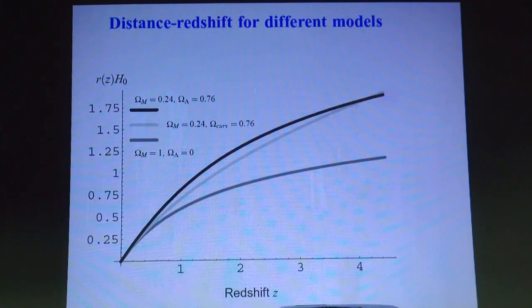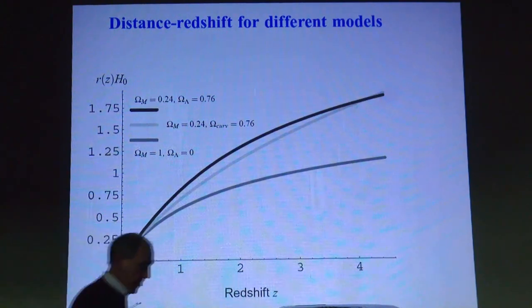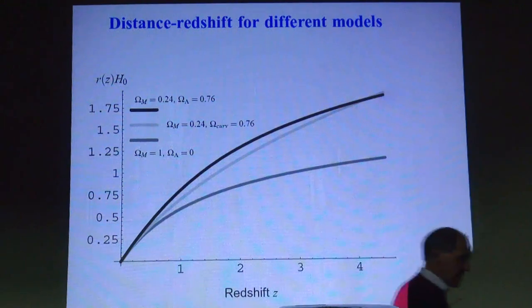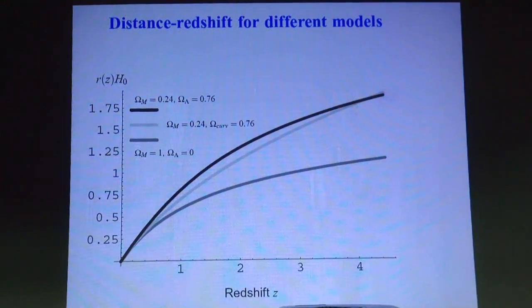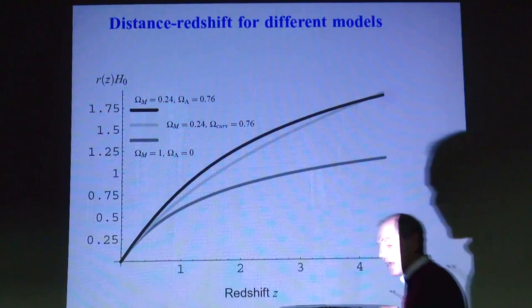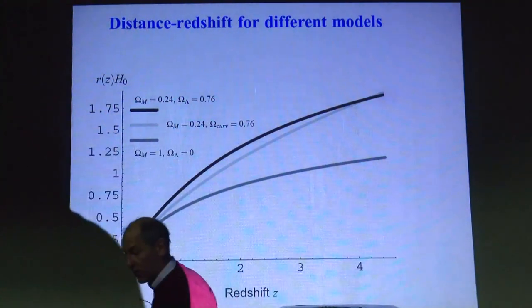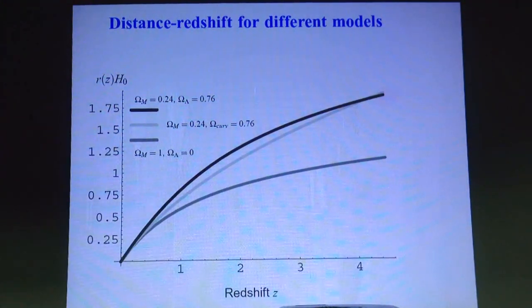In fact, this model with the curved universe was rather popular in the 90s because we knew at that time, from astrophysical data, the matter content in our universe. We knew that there was dark matter. Dark matter is a long story.